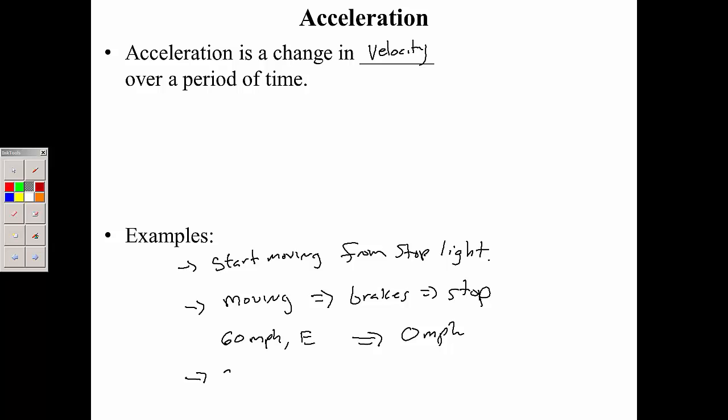Also, if you're going 60 miles per hour to the east and you grab hold of the steering wheel and you go to 60 miles per hour to the north, you have also changed your velocity. You haven't changed your speed, but you've changed your velocity, you've changed direction. All of these are changes in velocity, therefore all of these, by definition, are accelerations, which is a change in velocity divided by a change in time.